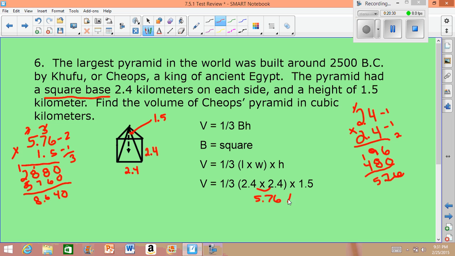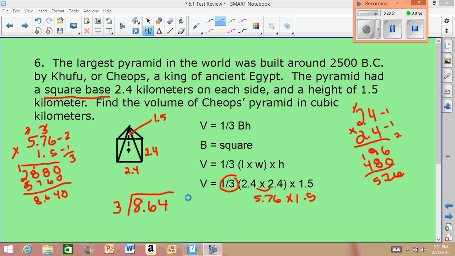Okay, after we multiply that, then we need to multiply by 1.5. And you can already see that I've done the work over here. And we end up with 8.640. So we have one more step, and that's to take care of this 1/3. So remember, 1/3 is the same as dividing by 3. Since it ends in a 0, we don't have to have that. It's just an extra number.